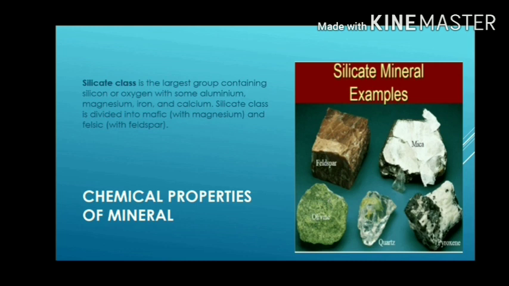We have the first class, the silicate class. The silicate class is the largest group, containing silicon and oxygen with some aluminum, magnesium, iron, and calcium. The silicate class is divided into mafic, with magnesium, and felsic, with feldspar. In addition, owing to their abundance on Earth, the silicates constitute the most important mineral class.